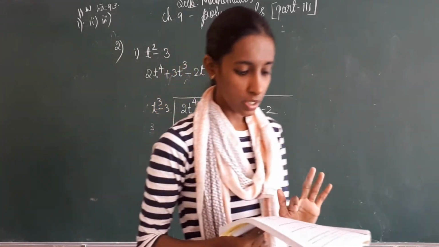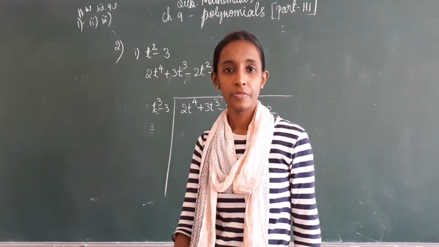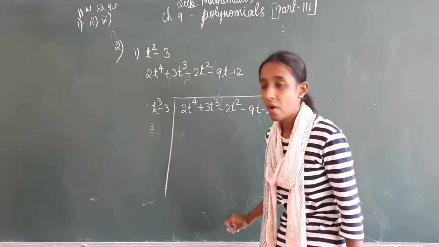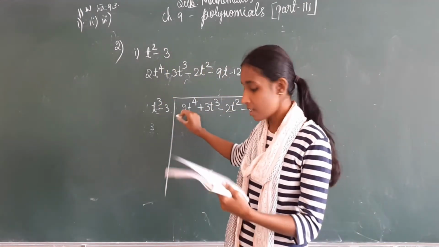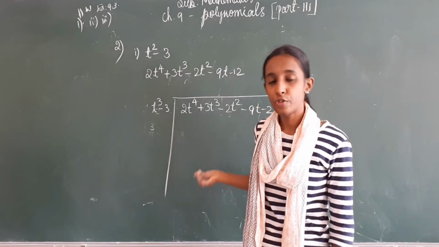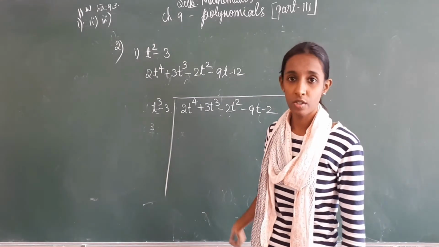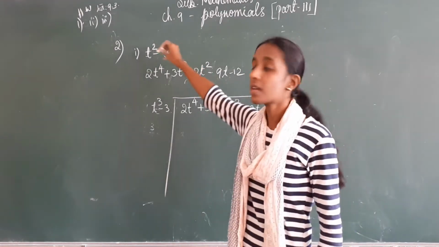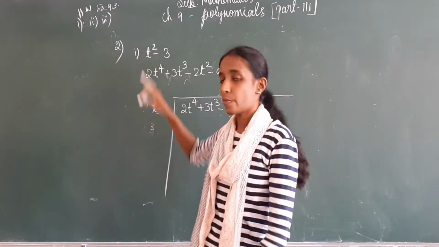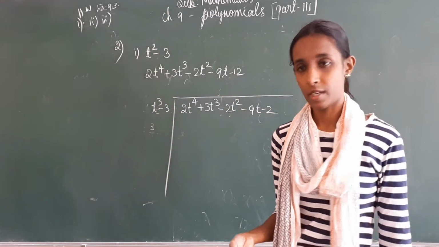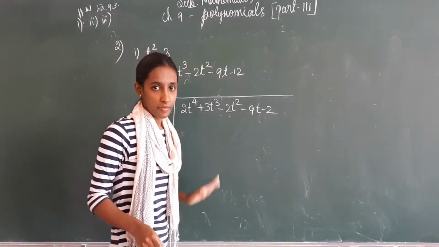You have to check whether the first polynomial is a factor. That means you should get 0. If you get remainder as 0, then the first polynomial is a factor. If you don't get 0, then it is not a factor. If you don't get remainder as 0, then the first polynomial is not a factor of the second polynomial. So to know whether it is a factor or not, you have to do the division.